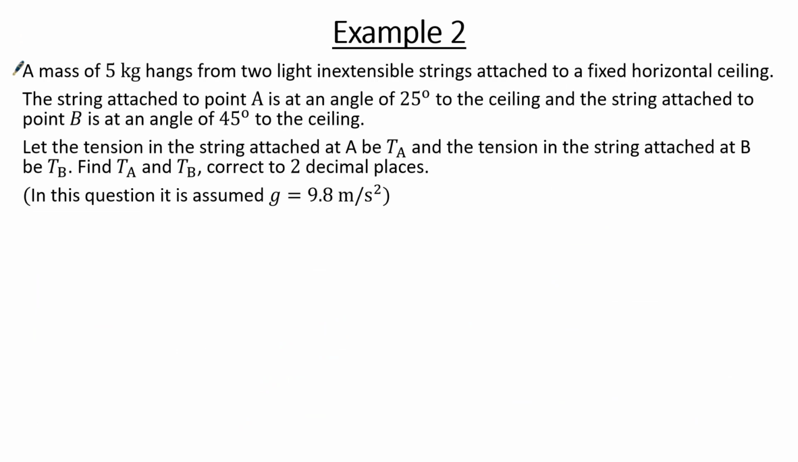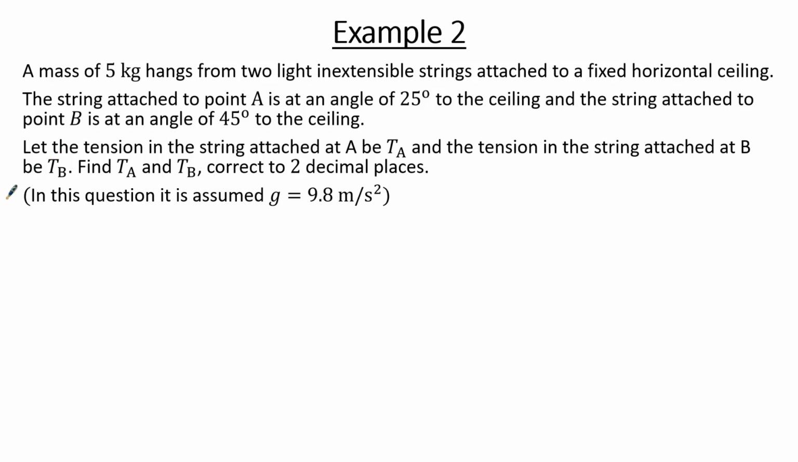A mass of 5 kilograms hangs from 2 light inextensible strings attached to a fixed horizontal ceiling. The string attached to point A is at an angle of 25 degrees to the ceiling, and the string attached to point B is at an angle of 45 degrees to the ceiling. Let the tension in the string attached to A be T sub A, so we read this as just TA, and the tension in the string attached at B be T sub B, and here we read this as just TB. Find TA and TB correct to 2 decimal places.